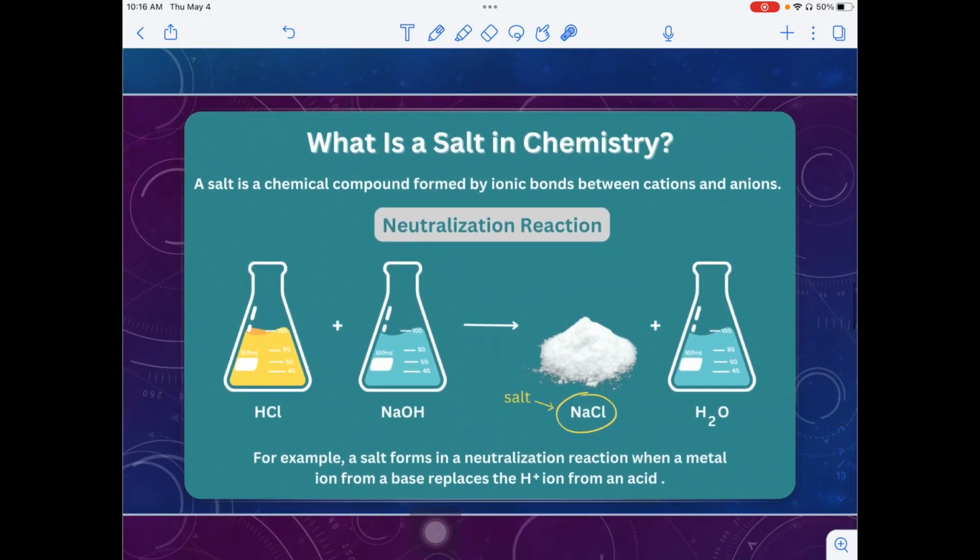When I say salt in chemistry, it's not the same thing as when I say salt in the kitchen. Salt in the kitchen is NaCl, but a salt in chemistry is a chemical compound formed by ionic bonds between cations and anions. A salt is very specifically something that's made in an acid-base reaction. So next time you hear the word salt in chemistry, don't think that it always has to be NaCl.